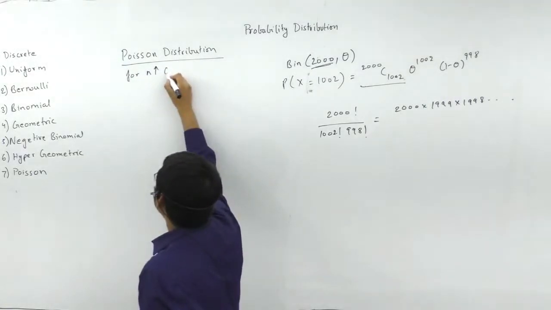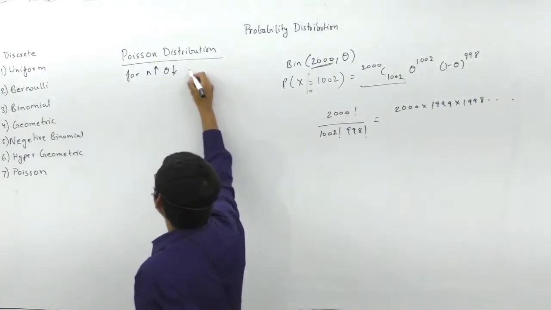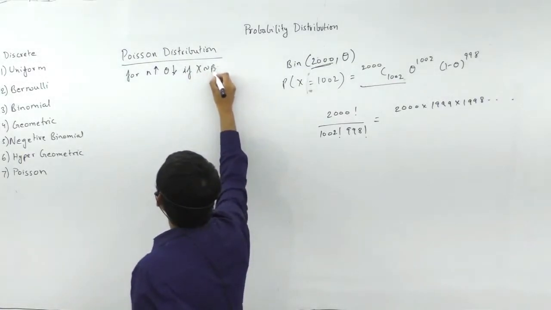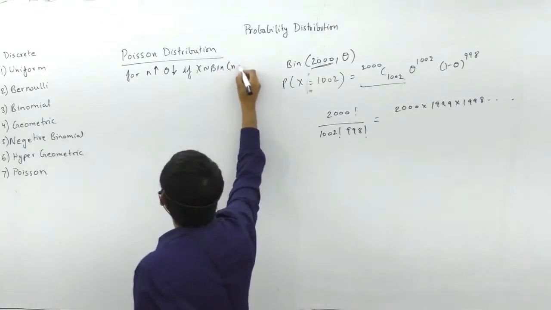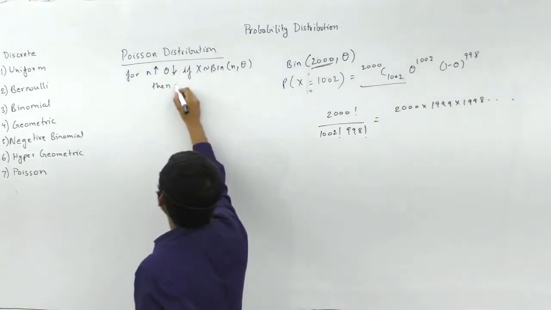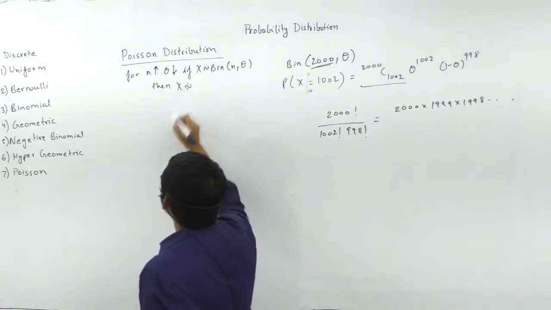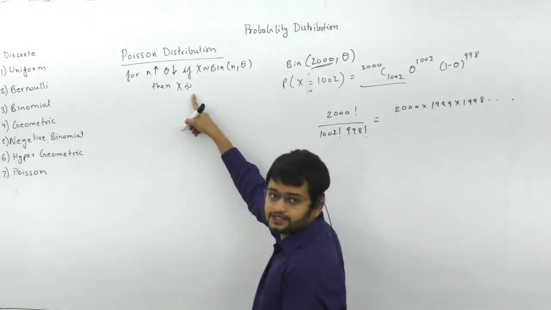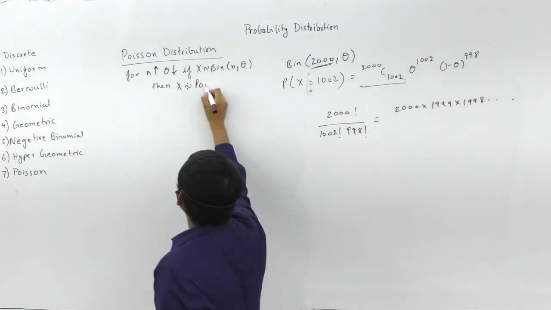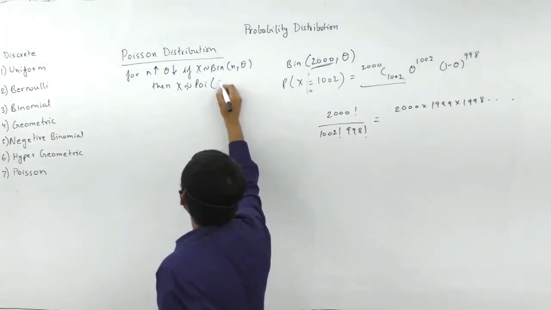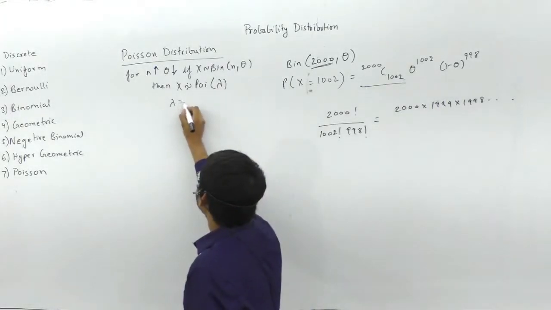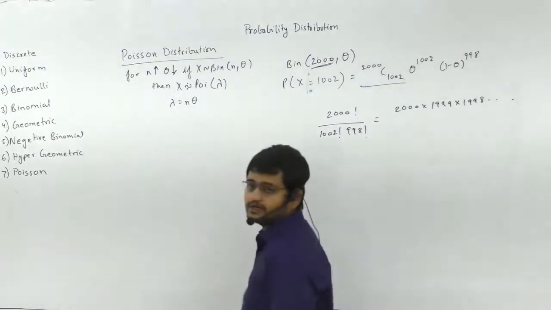So what happens for n large and theta small? If X follows a binomial distribution with parameters n, theta, then X approximately follows (this sign is for approximately follows) a Poisson distribution with parameter lambda, where lambda is equal to n theta.